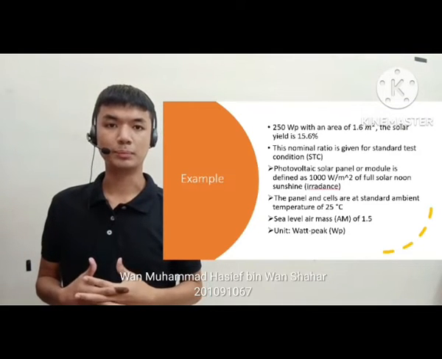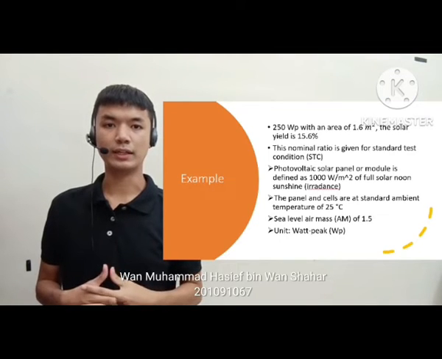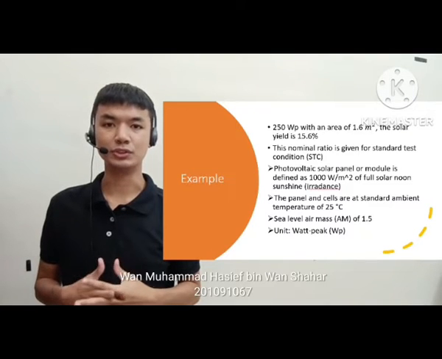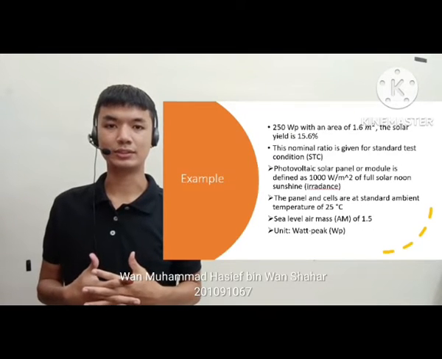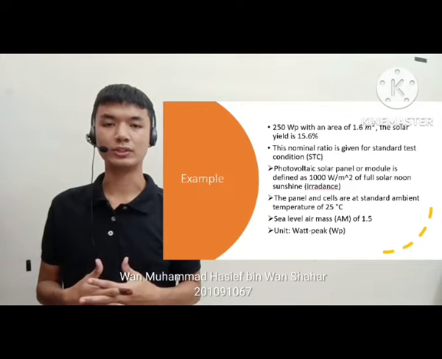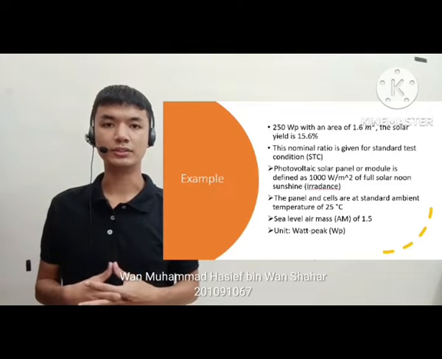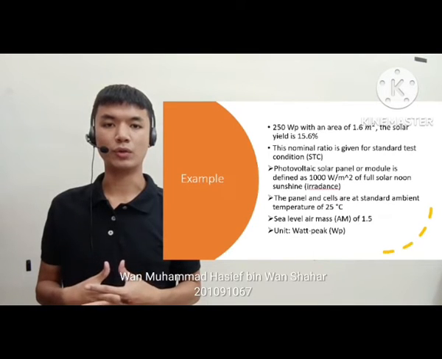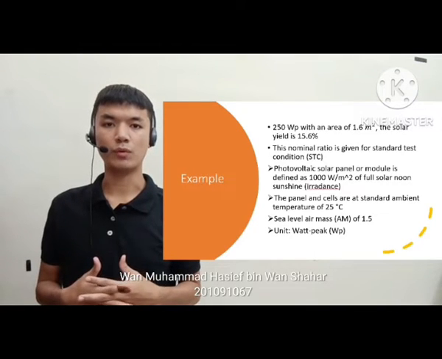For example, the solar panel yield of a PV module of 250 watt peak with an area of 1.6 square meter is 15.6%. It is worth mentioning that this nominal ratio is given for STC, which stands for Standard Test Condition. For a photovoltaic solar panel or module, it is defined as 1,000 watt per square meter of full solar noon sunshine irradiance when the panel and cells are at standard ambient temperature of 25 degrees Celsius with a sea level air mass, or AM, of 1.5.